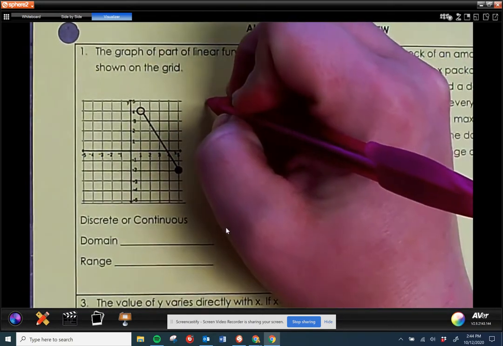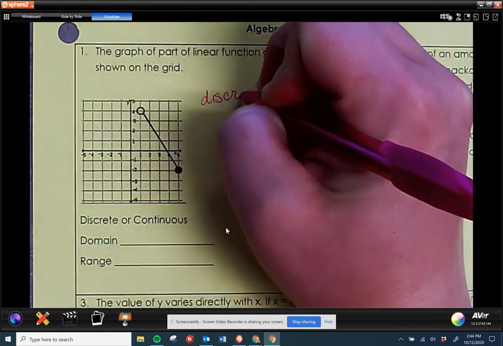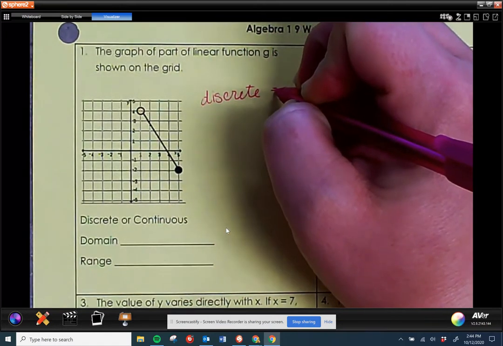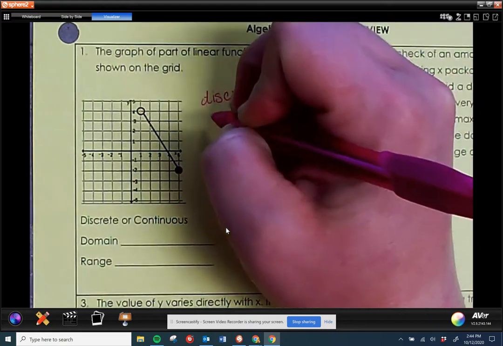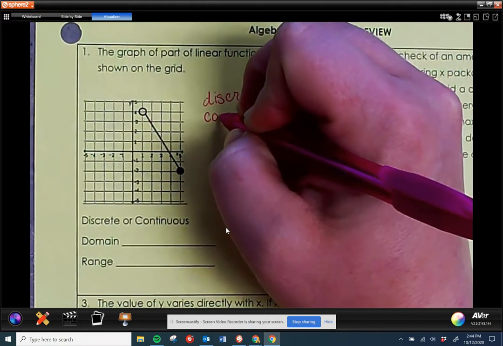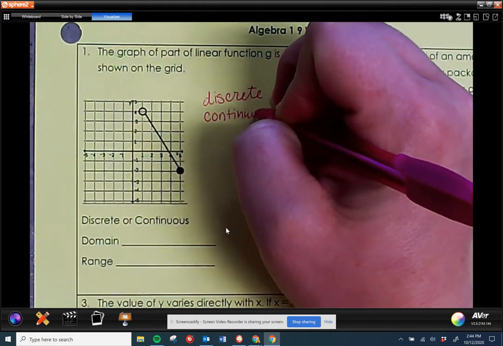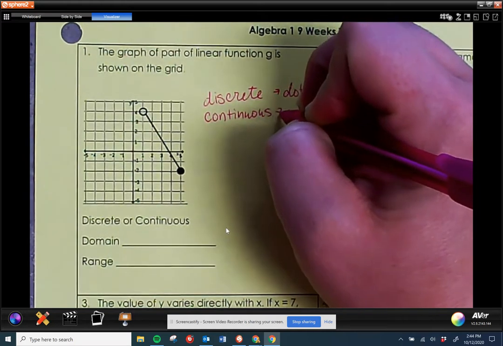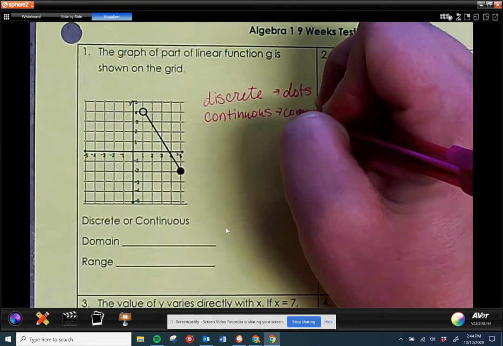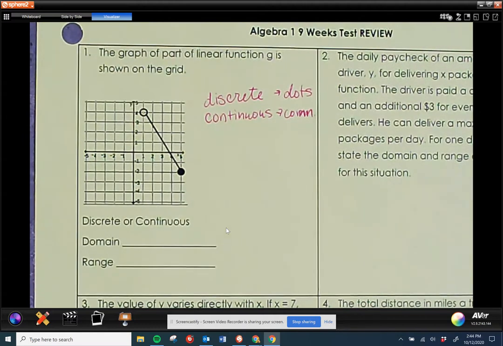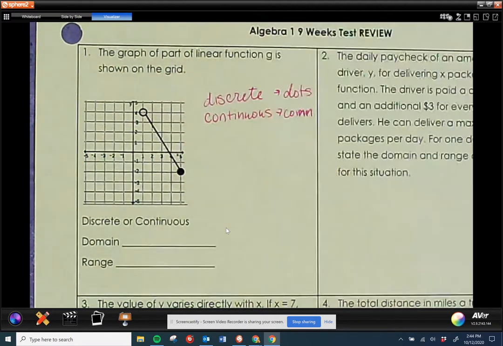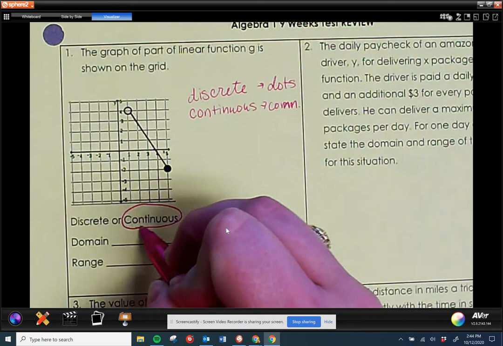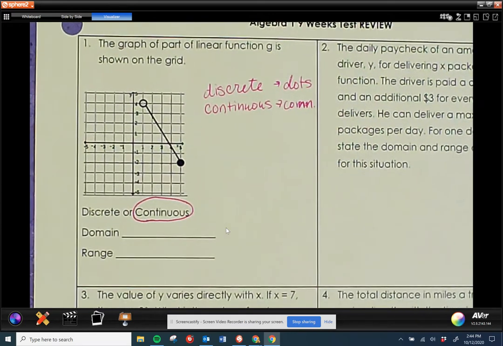Remember that discrete is only dots, and if it is continuous, those dots are connected. Okay, I'm just going to abbreviate that, but they are connected. So as you can see, these two dots are connected, which would mean that these are continuous. And then it asks us for the domain and range.